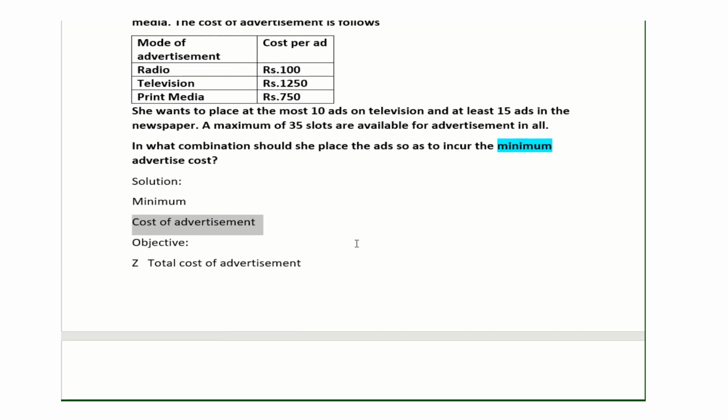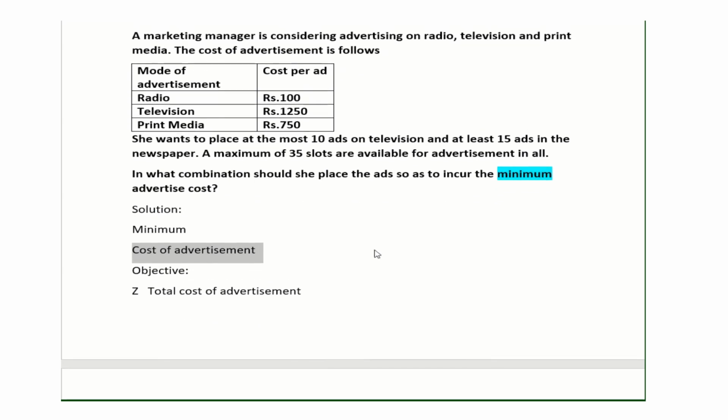Next, you have to find out the objective. What is the major objective? To minimize the advertisement cost. So Z would be the total cost of advertisement. What is the total cost of advertisement? It is rupees 100, rupees 1,250, rupees 750. So before finding the total cost, you have to discuss what the decision variables are in this particular problem.